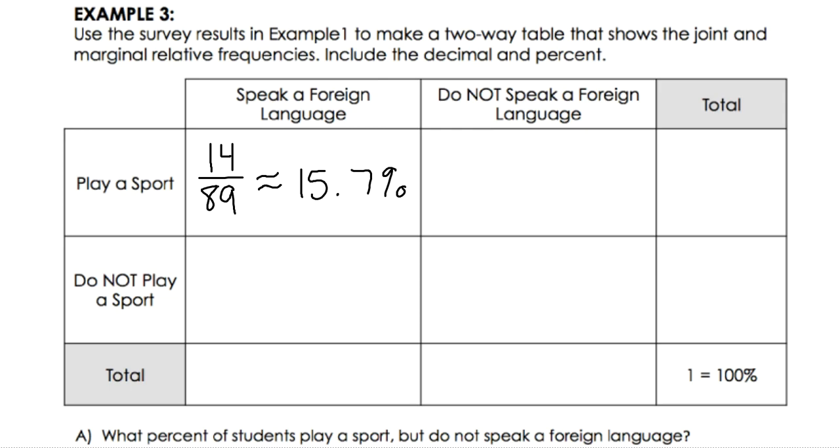Same thing for the other ones. So played a sport, does not speak a foreign language. There were 37 out of 89. That is about 41.6%. Does not play a sport, but does speak a foreign language. There were 26 out of 89.